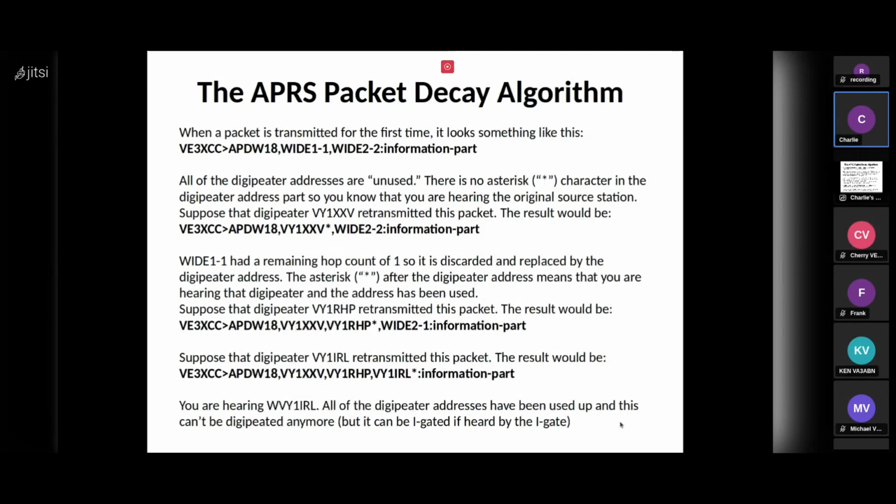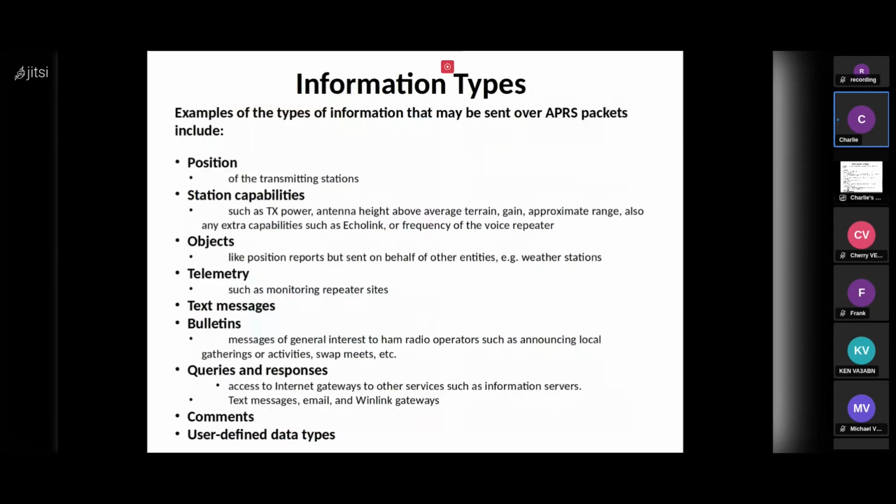So the information part, what's in there? Seeing the chart of information types now. Yes. Okay. So there are a number of different types of packets that can be sent. There's the position packet, which is the one most people are familiar with, and the information in there is the location of the transmitting station.